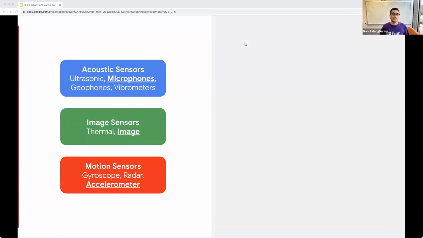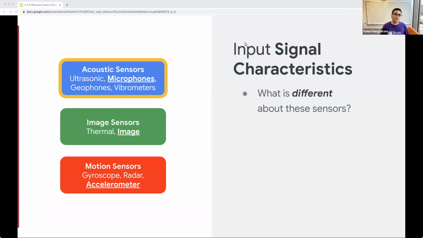TinyML is all about sensors, and I showed you earlier many different types of sensors. So why did I pick these 3 particular types of sensors to teach you about TinyML? Acoustic sensors, image sensors, and motion sensors. Let me ask you a question. What is different about each of these sensors? What does an acoustic sensor hear? And what does it generate as an output?